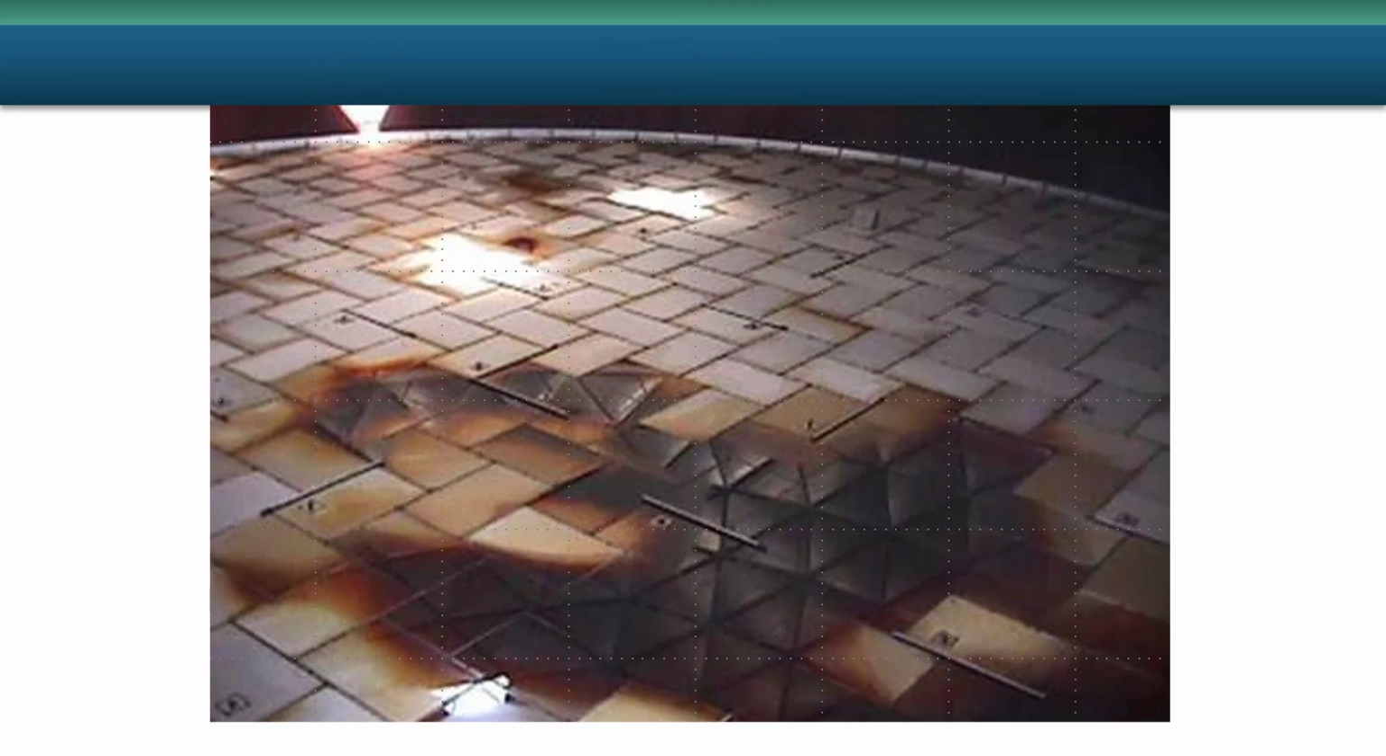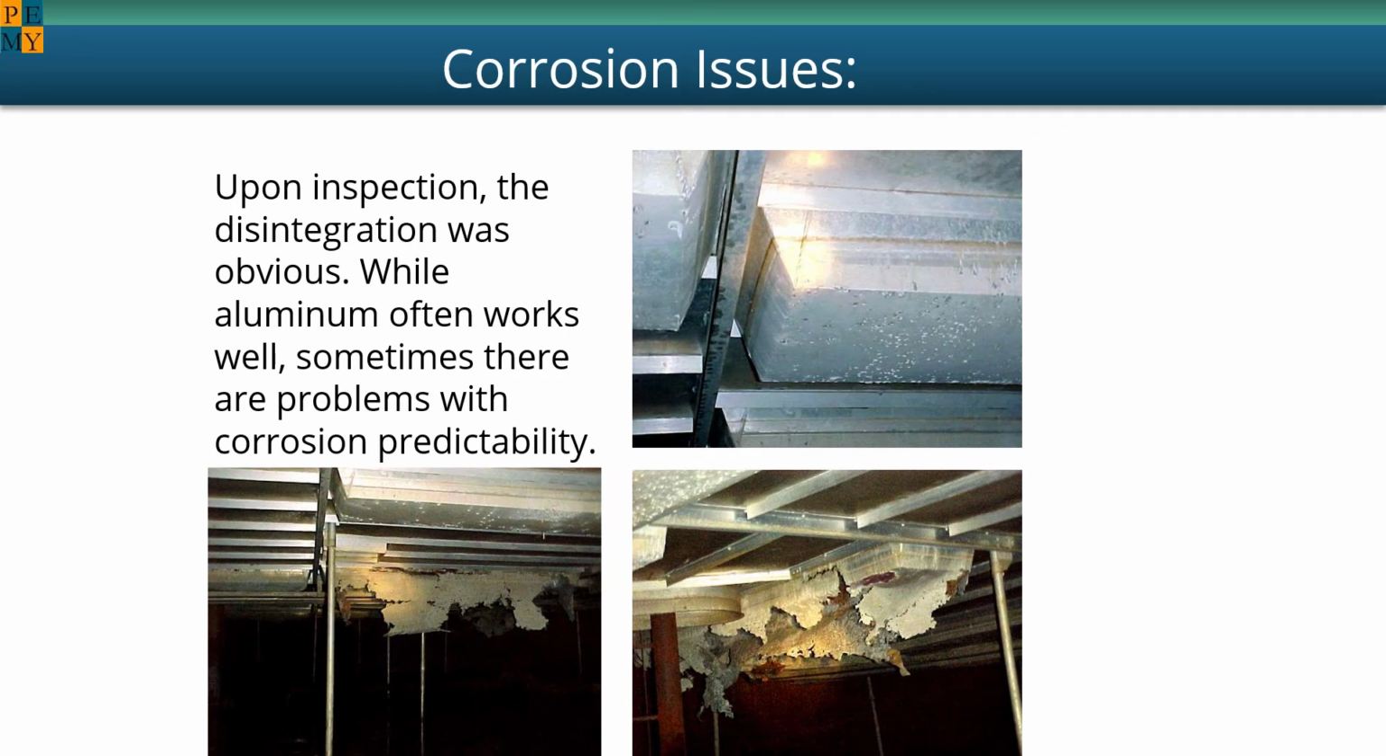This is an aluminum Annex H, or internal floating roof. These plates are bolted to lightweight aluminum framing structure. You can see here in this case they got some oil on it. Aluminum can work well, and it has its place, but when it doesn't work, it fails pretty dramatically, as in this case.